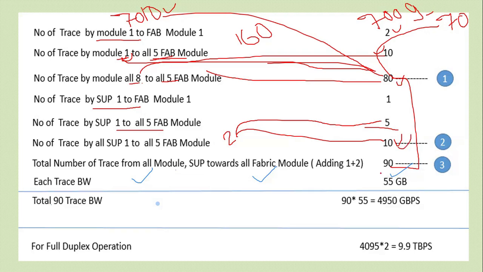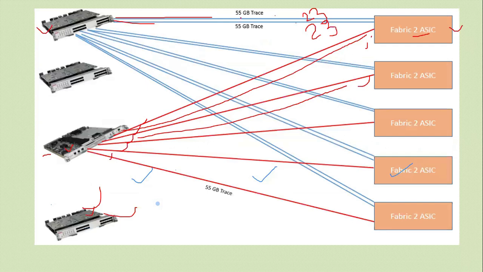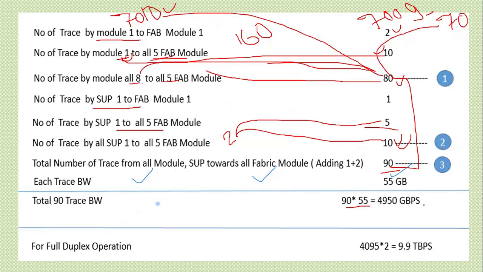So now I got that 90. So what do I have to do? I have to multiply with the 55, because in the fabric 2 we will get the 55 GB of one trace, and for the fabric 1, if we are using it, then we have to multiply with the 23. Then we will get the speed, 4950 GB per second. We will get the throughput.